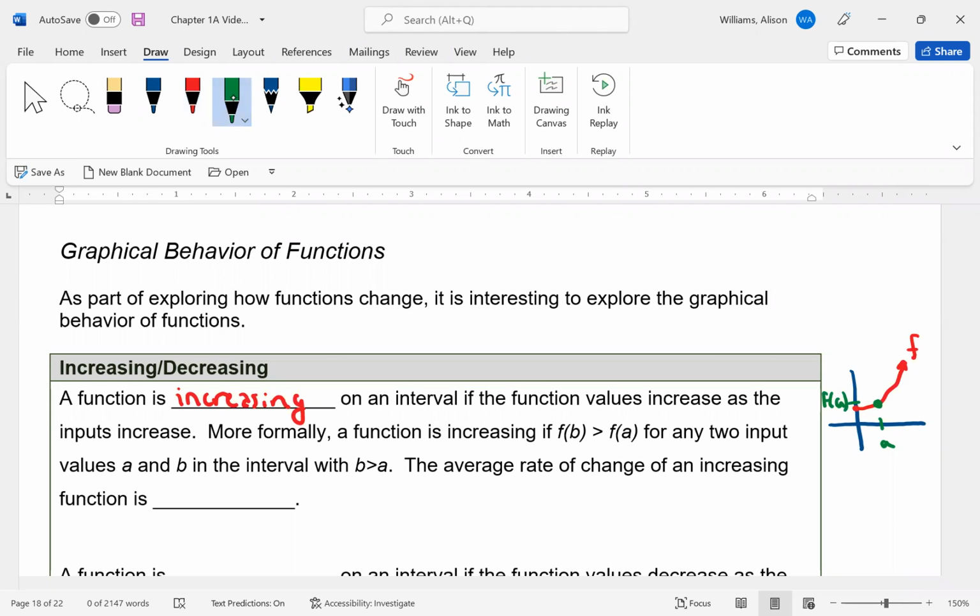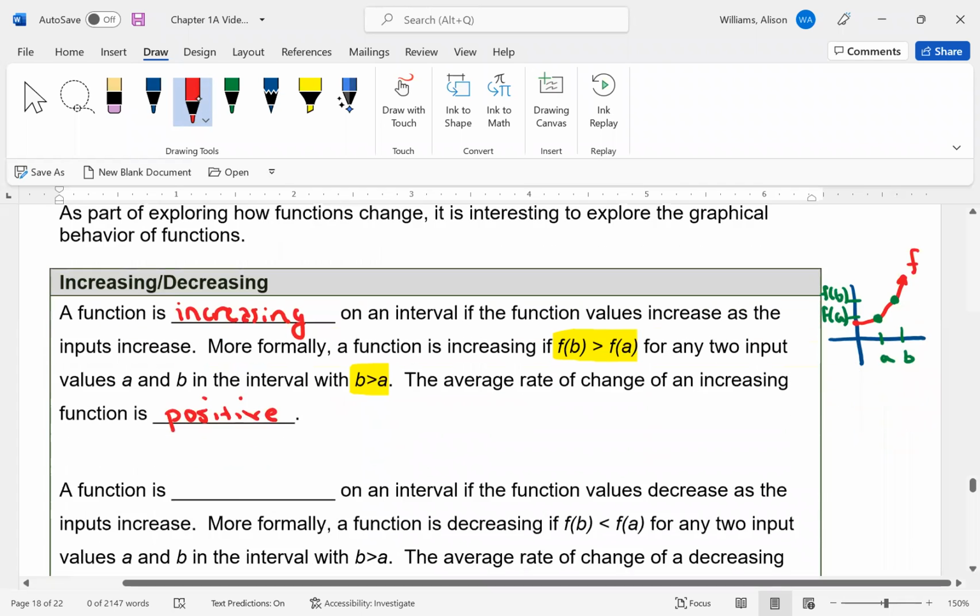Increasing means that if I put in a bigger input value, something to the right of A, call it B, then its output, its Y value, is going to be bigger than the Y value for A. So f of B is bigger than f of A as long as B happens to be bigger than A. And in terms of the average rate of change in the function, it's going to end up being a positive average rate of change.